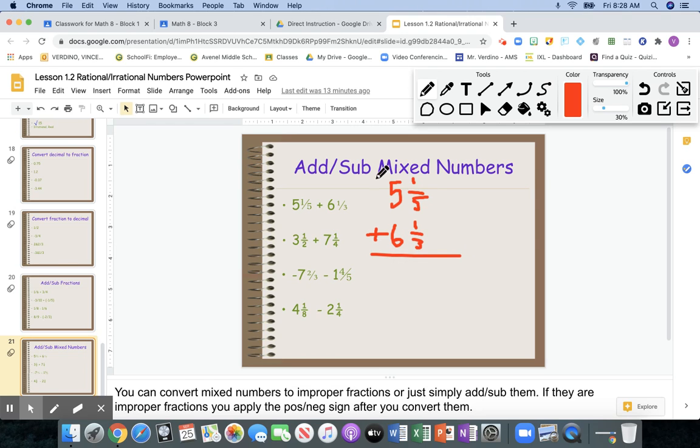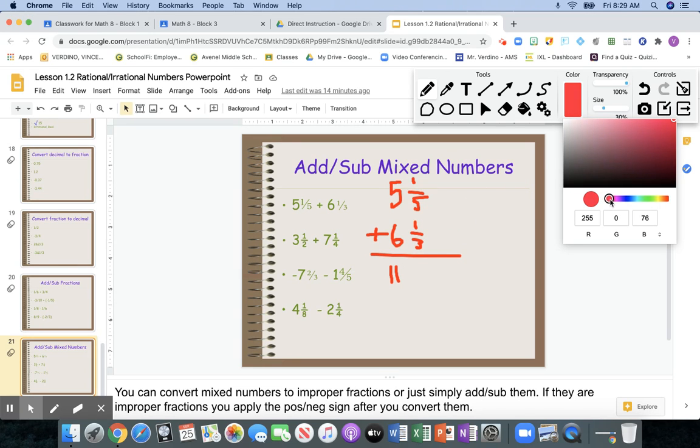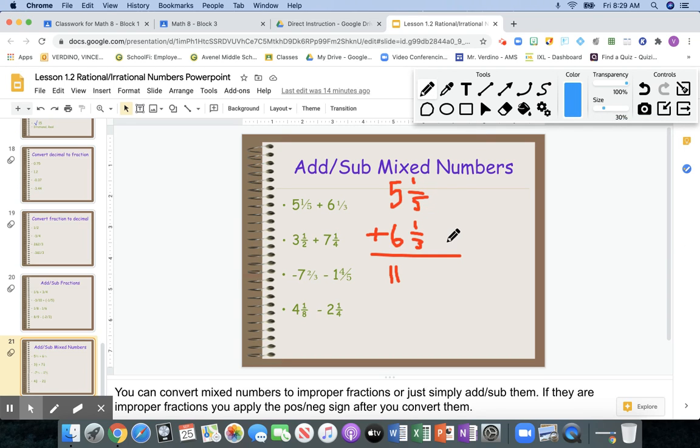Okay. Now these are stacked because they're stacked on top. I'm going to look at my whole numbers. I have 5 plus 6, that's going to give me 11. Now if I look at my fractions, they don't have the same denominator. So I want to convert these to fractions that have the same denominator. So let me just pick a different color here. 5 and 3, if you want to list your multiples, will give you a denominator, lowest common multiple of 15. So you want to multiply your top and bottom by 5. You will get 5/15. Here, if you multiply top and bottom by 3, you'll get 3/15.